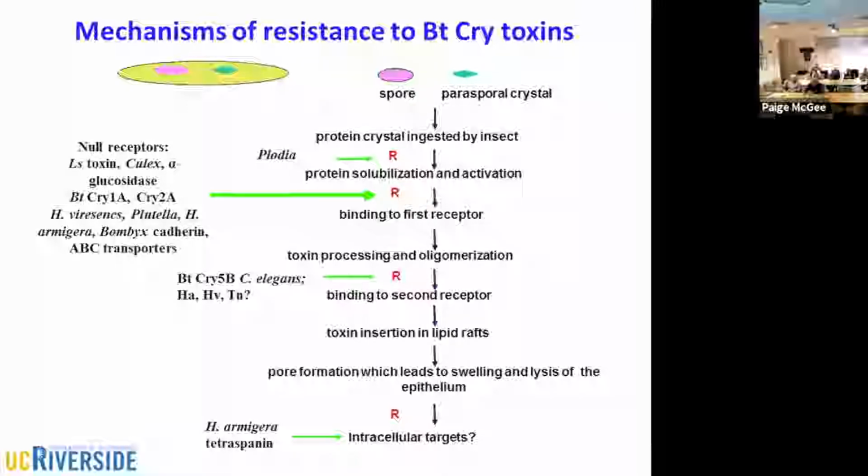And that leads to insertion of the toxin in lipid rafts, which then subsequently forms a pore and ultimately goes to intracellular targets. Now, intracellular targets were a question mark earlier, but the resistance that has been found in Armadillo against tetraspanin, for example, which is an intracellular protein, and this is a dominant resistance, suggests in fact that intracellular targets are important in the total overall mechanism of action of the toxin.